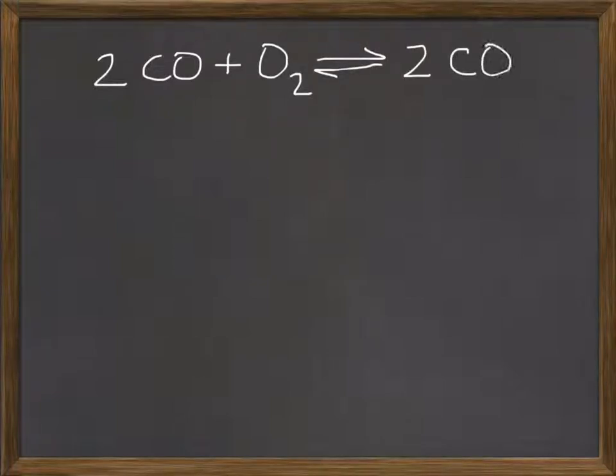Let's say that you have some carbon monoxide and oxygen, and this is actually going to turn into carbon dioxide. Now, if this system's at equilibrium, and I suddenly add in a whole bunch of carbon monoxide, what's going to happen? Which way is it going to shift?